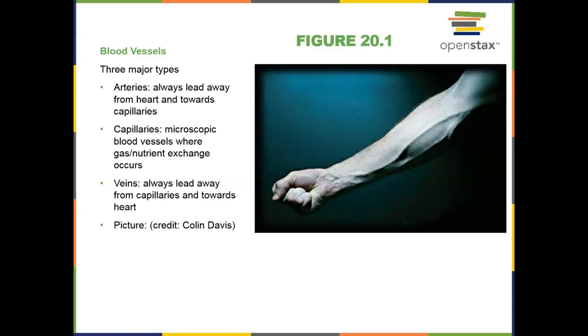One thing a lot of people have always thought was that arteries carry oxygen-rich blood and veins carry oxygen-poor blood. That is typically true, but not always, because we do have arteries leading away from the right side of our heart, and the right side of our heart has oxygen-poor blood. So the pulmonary arteries are leading away from the heart and they are oxygen poor. They're leading towards our lungs.